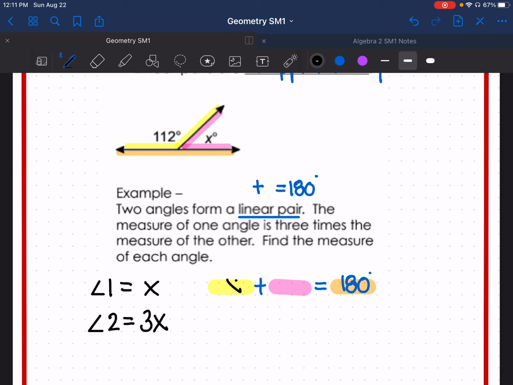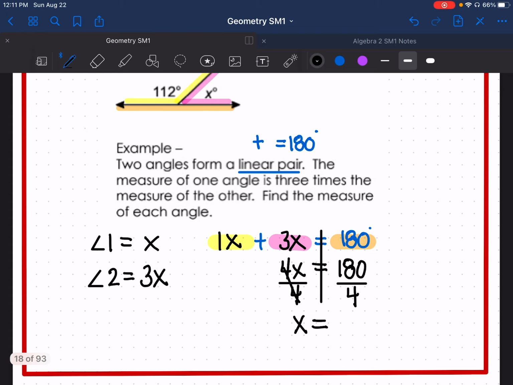So let's plug it in. X plus 3x equals 180. Let's go ahead and solve. X plus 3x would give me 4x, because remember, there's that invisible 1 hiding with any x. I'm simply going to go ahead and divide each side by 4 because there's no adding or subtracting to get rid of. So I'm right at the point where I'm going to divide, which would give me 45. So one angle is 45 degrees.